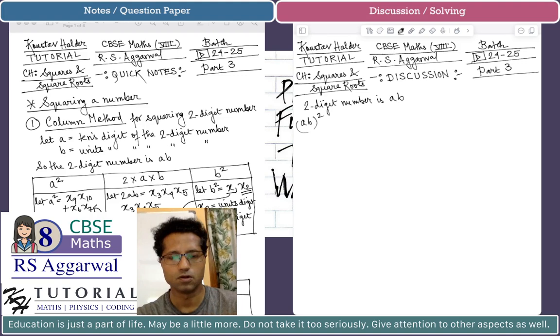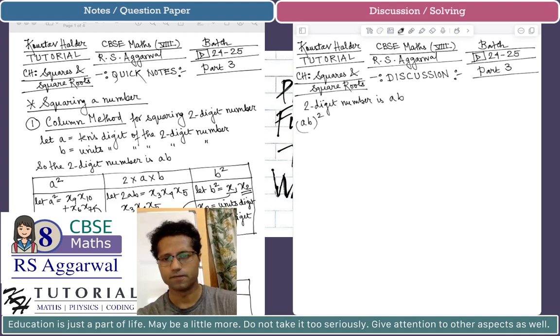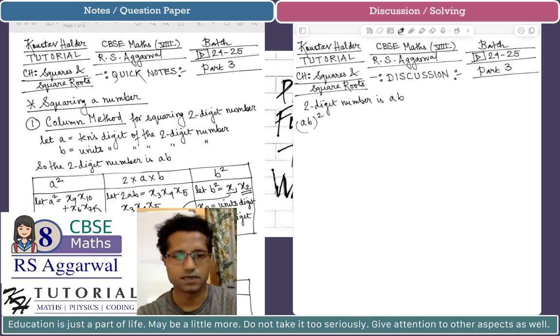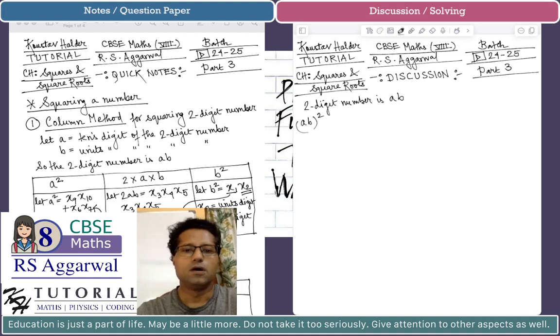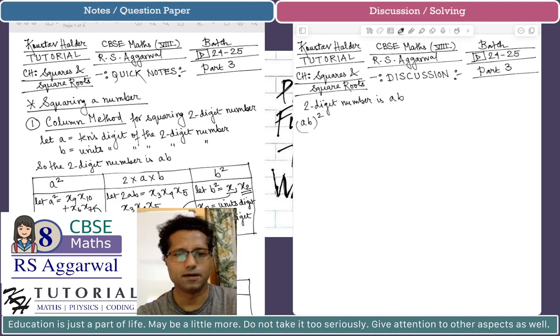Now we prepare the column method. We prepare a table of 3 columns. The first column will have the heading A square, that is, we have to find the value of A square, where A is the digit at the tens place. The second column will have the heading 2 into A into B, that is, twice of A into B, and the third column will be B square. Below the A square column, you will write the value of A square.